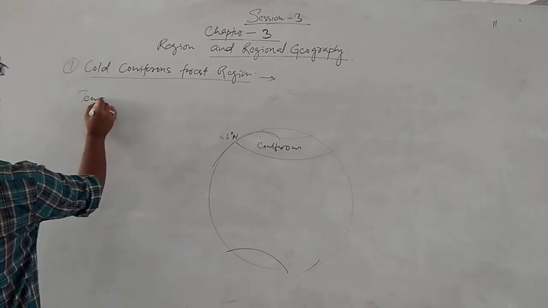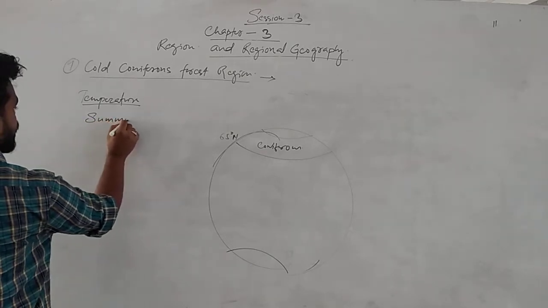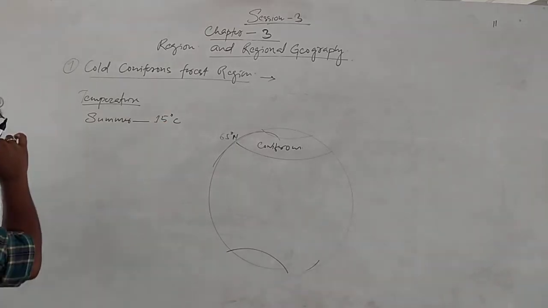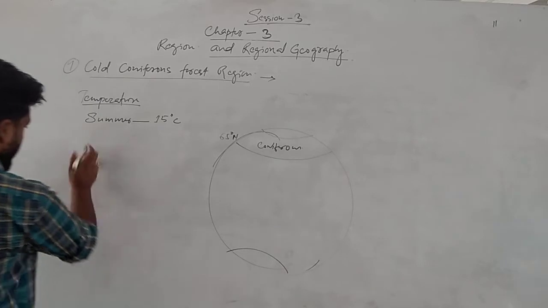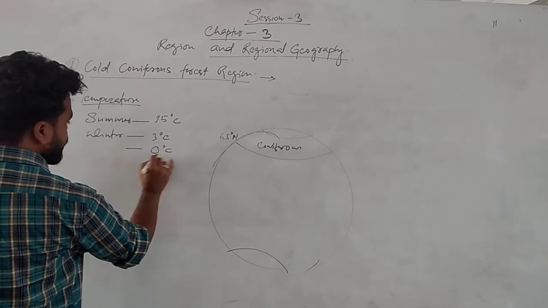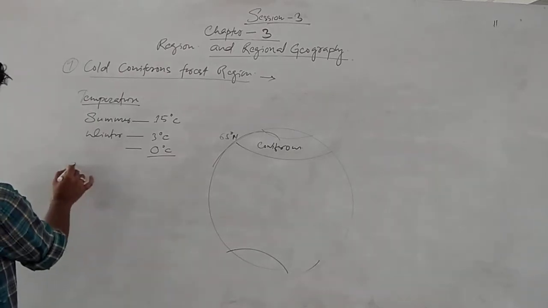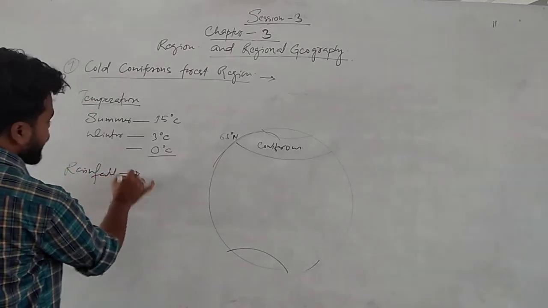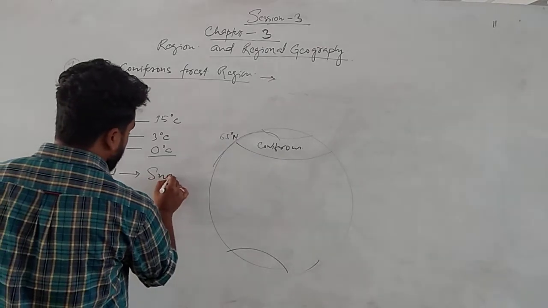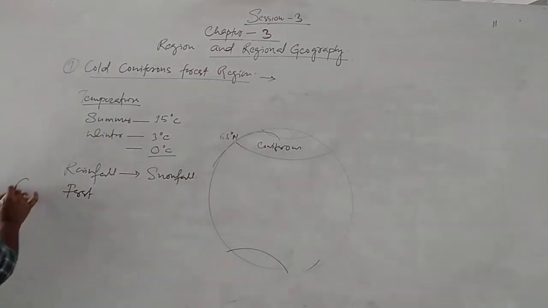When you talk about temperature, generally summer temperature reaches up to 15 degrees Celsius, not too much, only up to 15 degrees Celsius. And winter temperature is up to 3 degrees Celsius, sometimes 0 degrees Celsius. But it is very rare to reach below 0 degrees Celsius. What is the rainfall? Generally there is very scanty rainfall, and generally there is snowfall. Some types of coniferous forest are found there.